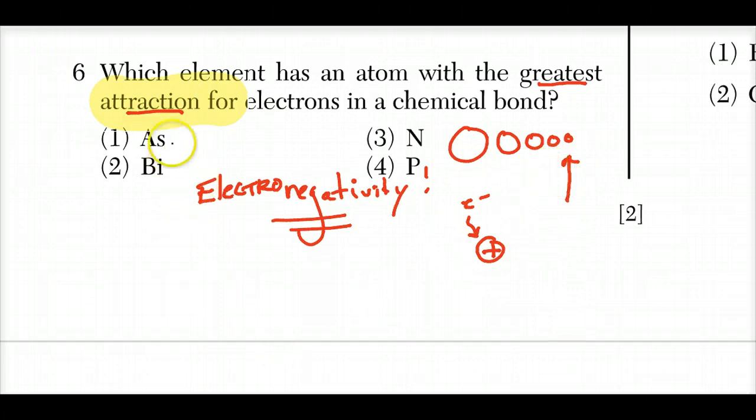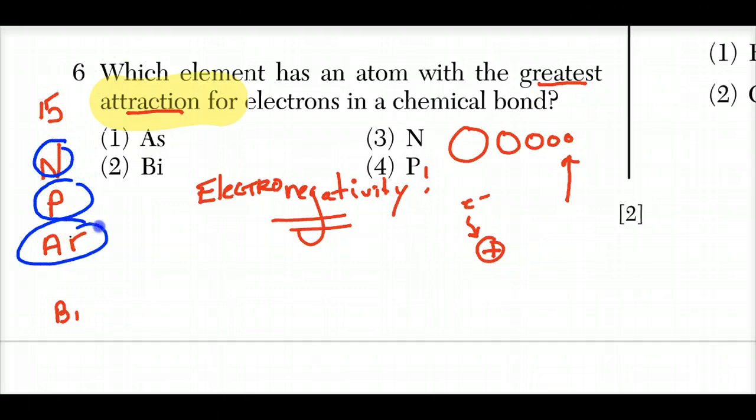So if you look at your choices, arsenic, bismuth, nitrogen, and phosphorus, they're all in the same group. Nitrogen, I'll just write it here, phosphorus, then we have our arsenic, then we have a break, and then there's bismuth, all in the same group, group 15. And as we go down a group, the radius gets increasingly larger. We become more like a metal.